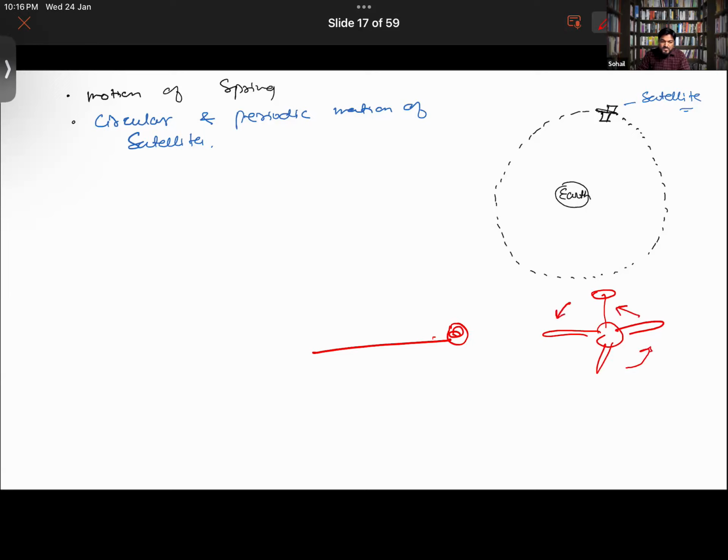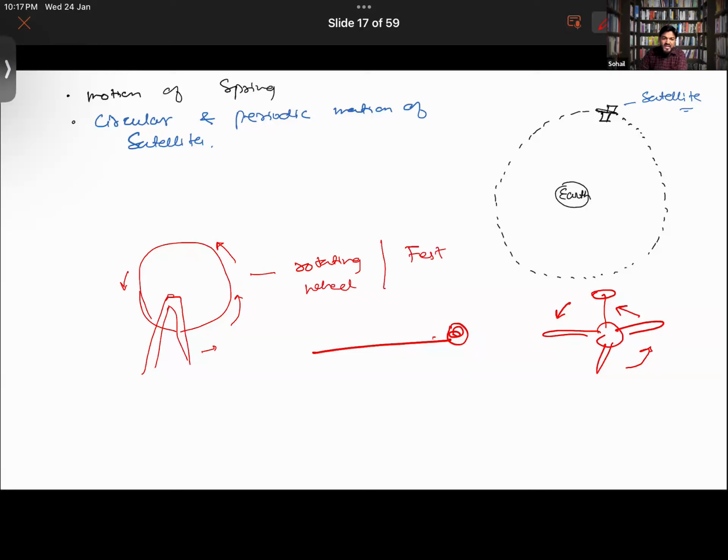You go to a fest, you see this structure in the fest, like a circular wheel. That is also doing a circular motion. This is actually the rotating wheel that you see at a fest. You can see it in Disneyland, in a fest.